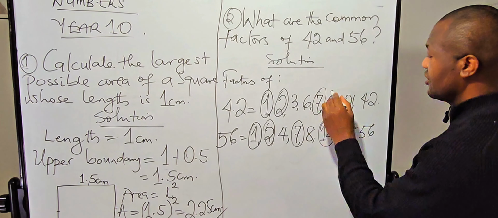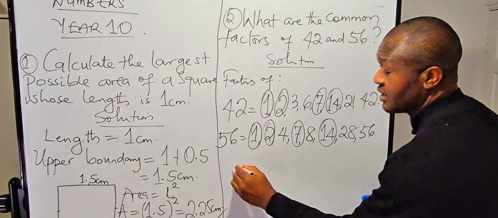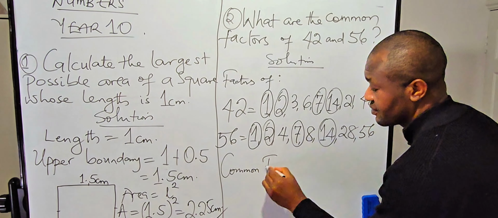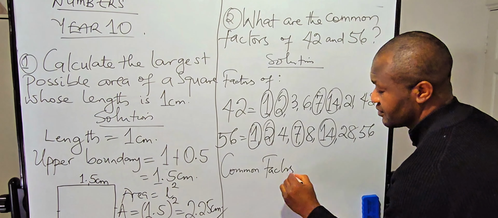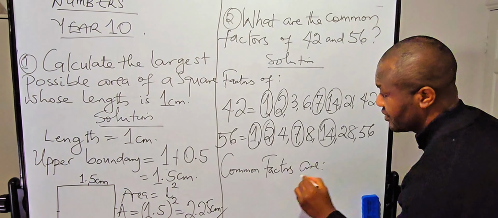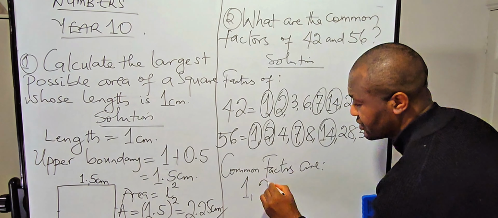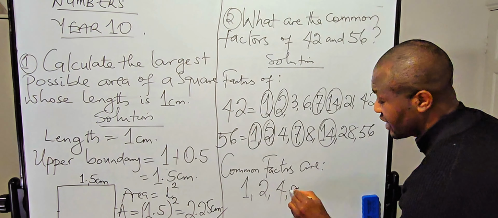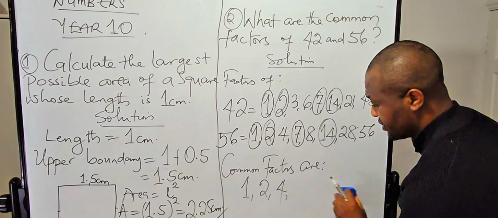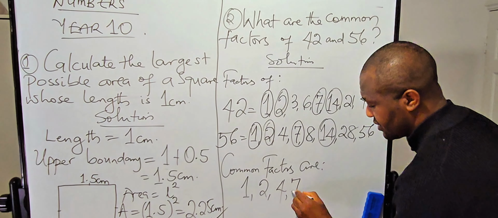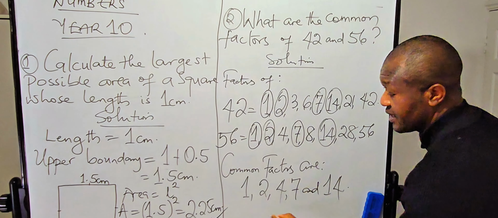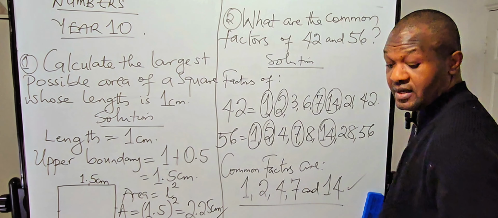14 is here, 14 is there. So we have 4 factors. So common factors are 1, 2, 4, 7, sorry, and 14. And that is your answer.